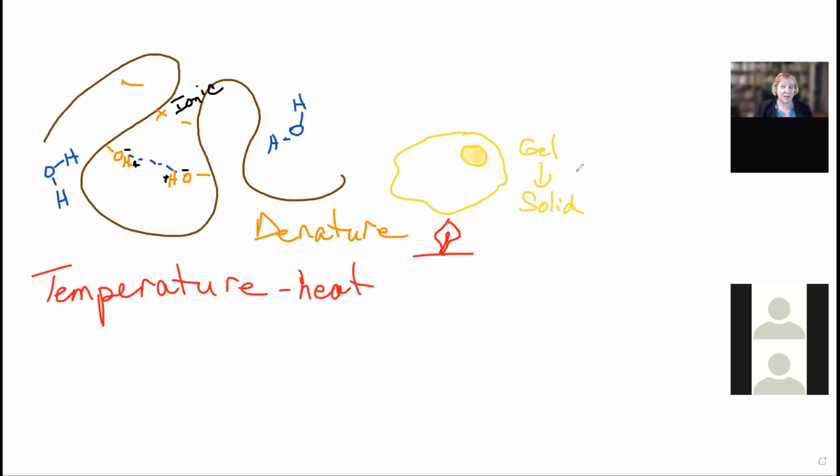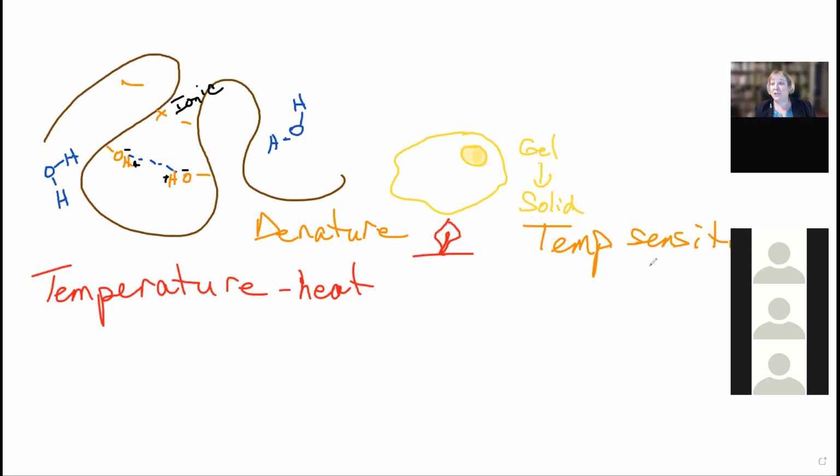And when it cools off, does it go back to a gel? Nope. No, it stays a solid. And that's because the proteins in an egg are what we call temperature sensitive. So another fancy dancy term for this is temperature labile. But I'm not going to make you remember that one.